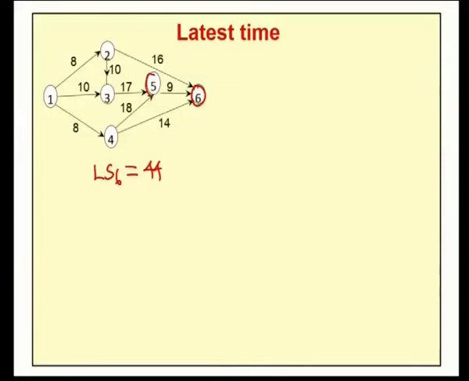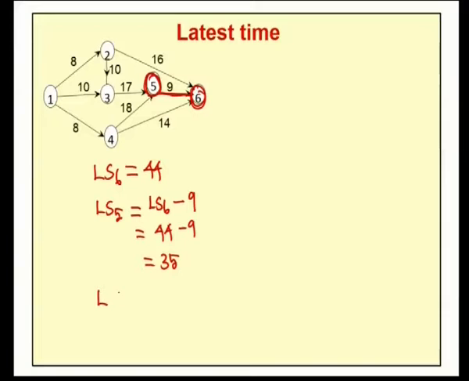Next we have to compute the latest time for node 5, which is LS5. For node 5 the only outgoing activity is 5 to 6. Therefore, for node 5 the latest time is LS6 minus the normal time, which is 9. Now, LS6 is 44 minus 9, which is 35. Therefore, for node 5 the latest starting time is 35.